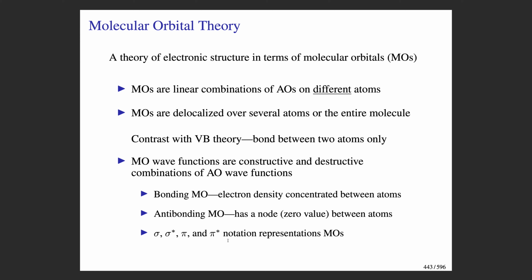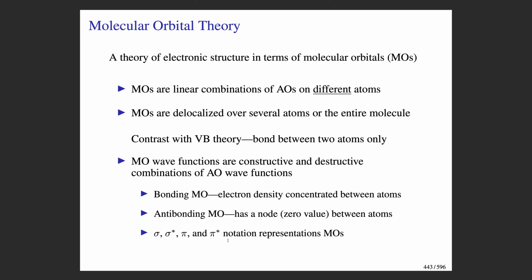Well, first, as the name suggests, we're going to be working with objects called molecular orbitals. Now, molecular orbitals are different. They're not the same as the hybrid orbitals that we talked about in the previous videos. Molecular orbitals are linear combinations of atomic orbitals on different atoms. Contrast that with hybridized orbitals, which are linear combinations of atomic orbitals on the same atom, usually the central atom of the molecule. So that's how molecular orbitals are different from orbitals within the valence bond theory.